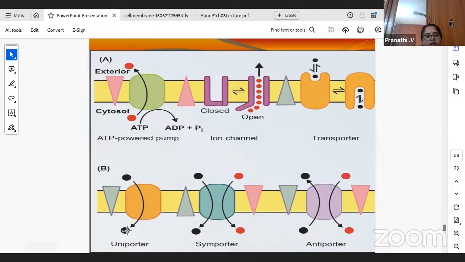Uniport: only one particular ion or molecule will come inside. Symport: you have glucose and sodium, for example. Antiport: sodium and potassium, chloride and bicarbonate, all of it. One goes out, the other comes in.